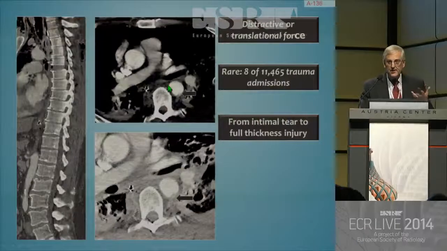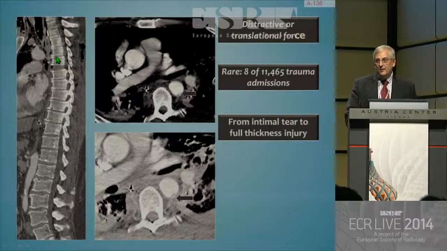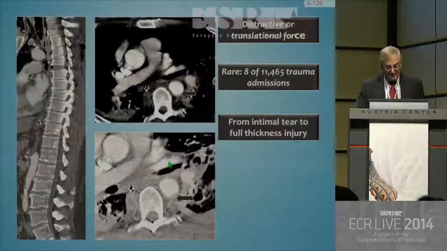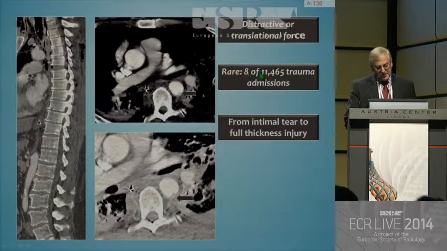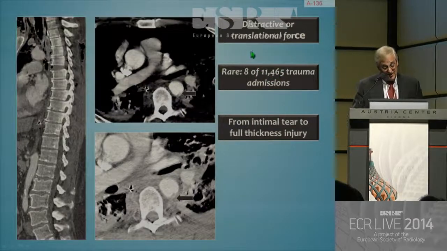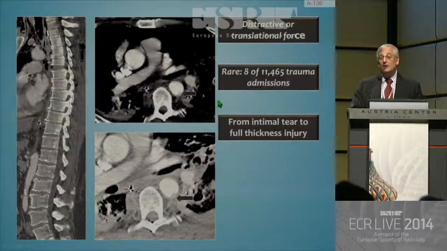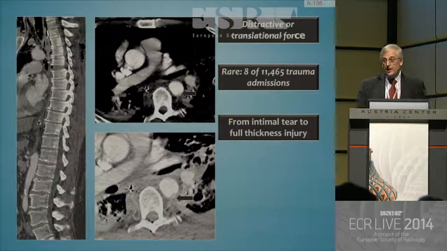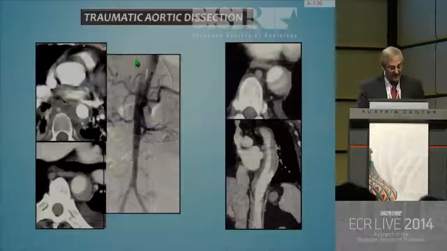So we looked at this in our own experience, and we looked at 70 patients who had bad upper thoracic spine injuries, and 4 of them had concurrent aortic injuries. And this is just an example. This is the same patient magnified up a little bit. There's something in the literature that says 8 out of 11,465. I don't believe that. So this is rare. All I'm telling you is that if you see a high-energy displaced T-spine fracture, make sure you check out the aorta because it can be injured, and you need to pick that up.